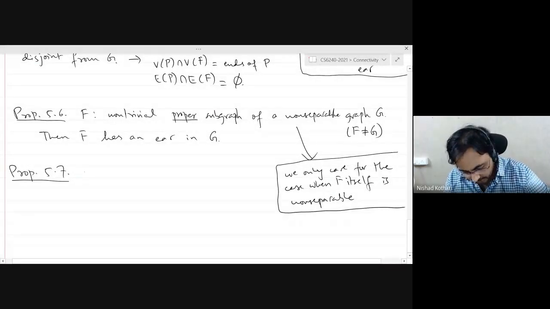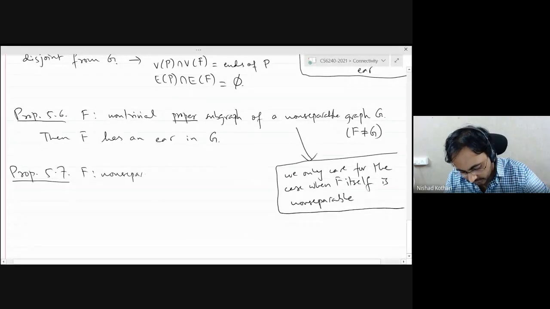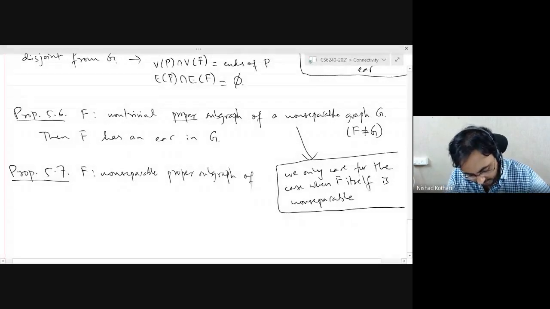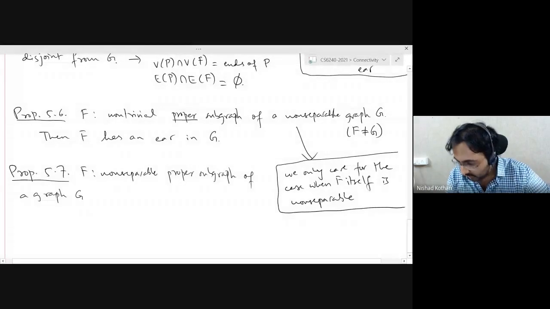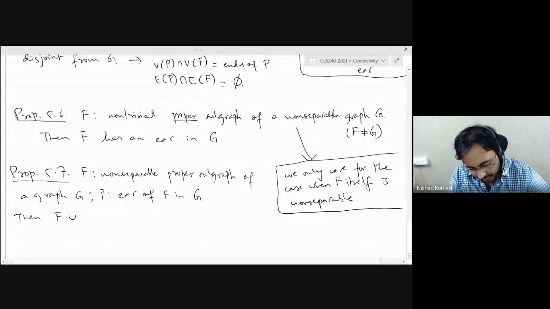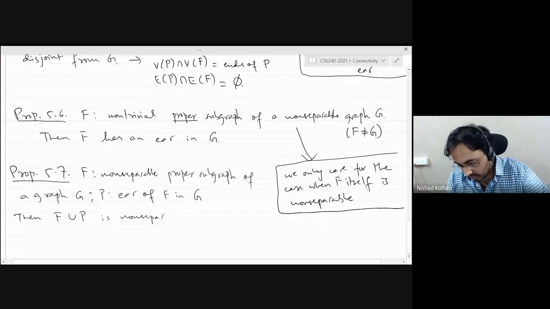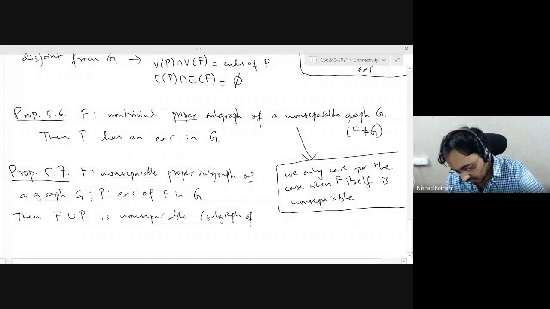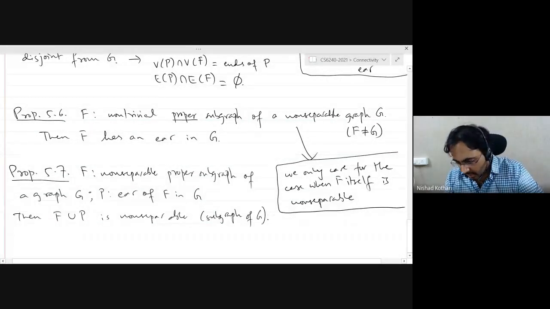If F is a, now we are going to use the assumption that F itself is non-separable. If F is a non-separable proper subgraph of a graph G, and P is an ear of F in G, then the claim is that if you take F along with P, F union P, this is another non-separable subgraph. Okay, good.